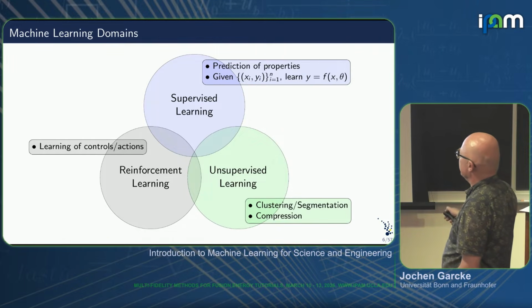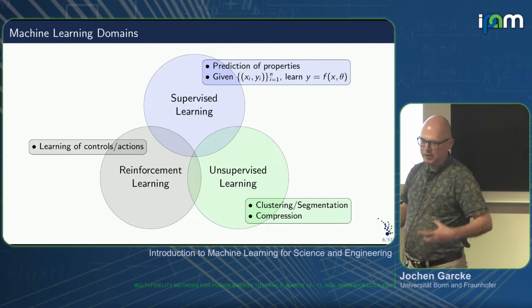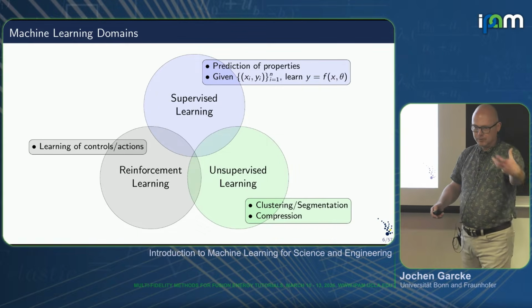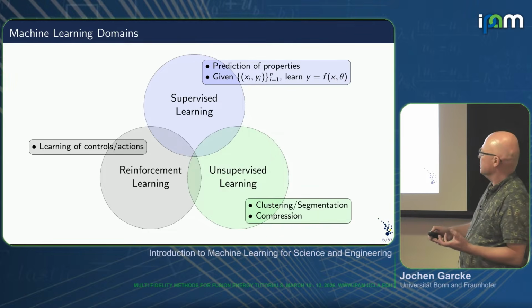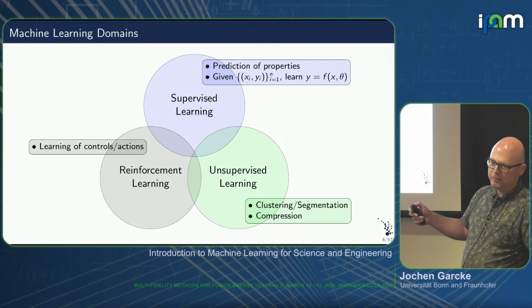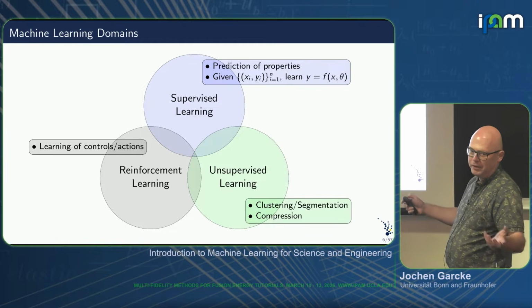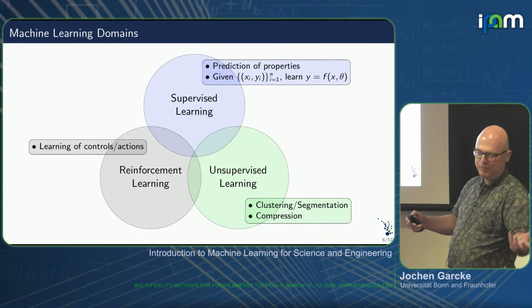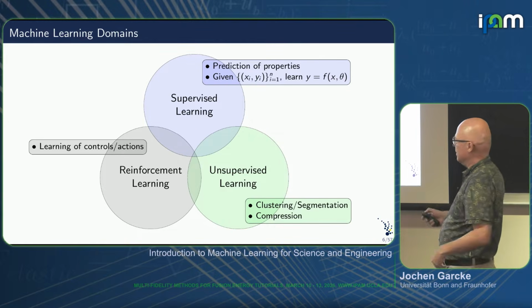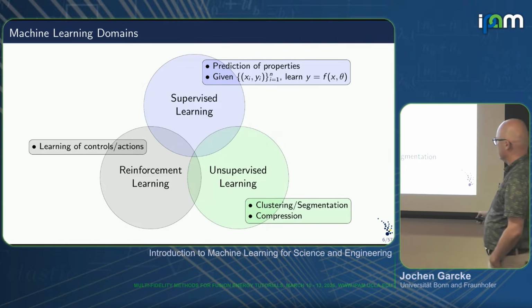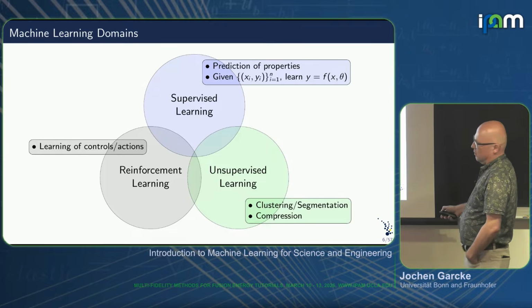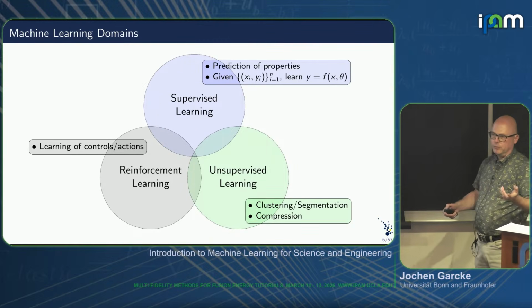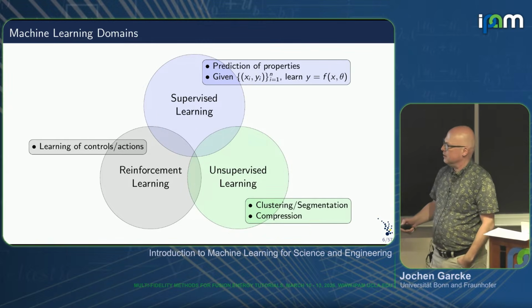Unsupervised learning is where I only have the x, and I want to find structure in my x. I don't have a label, I don't have a function value, but I want to see structure. For example, if I've done 50 simulations, I can organize which simulation results are similar and which are different, to understand what did change. We can talk about clustering, segmentation, or also compression as unsupervised learning.